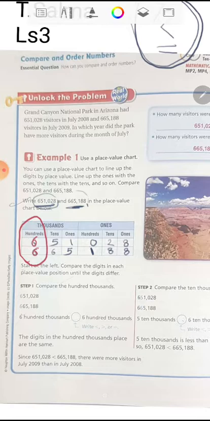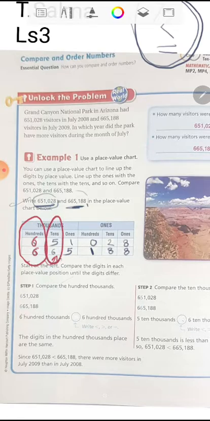So now I will move to 10,000s. So when you want to compare, first you have to compare between 100,000s, the largest digit in those numbers. So the largest digit here are equals. So what I have to do, I have to move to the lower digit, which is 10,000s. Now you will compare between those numbers.